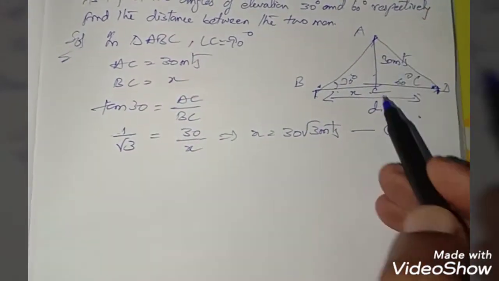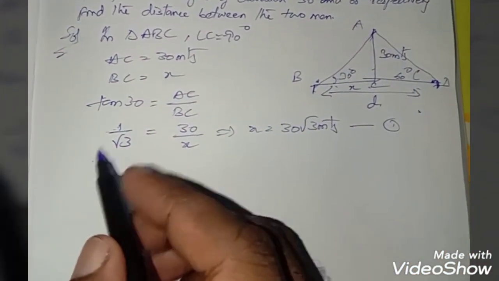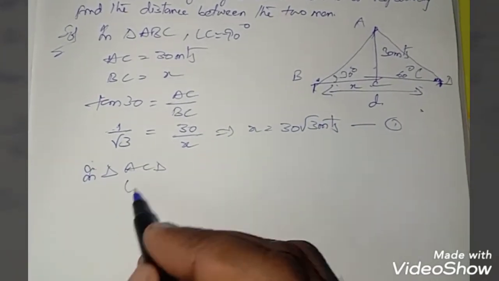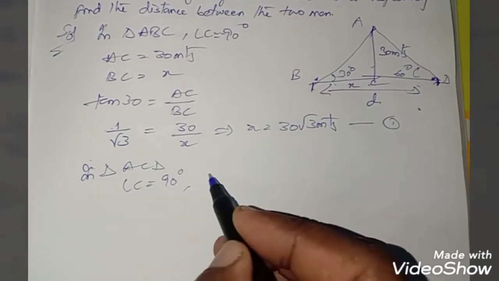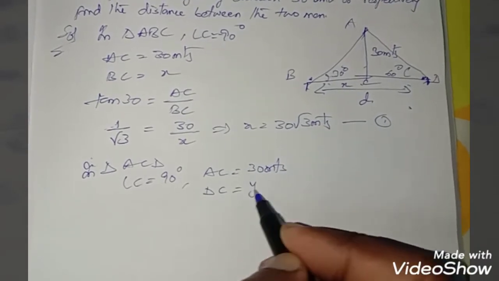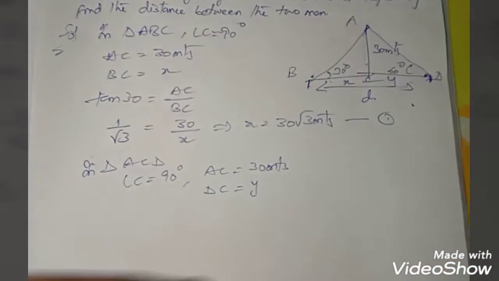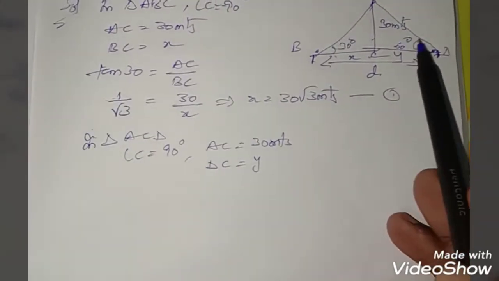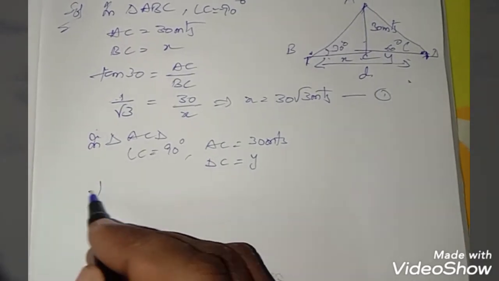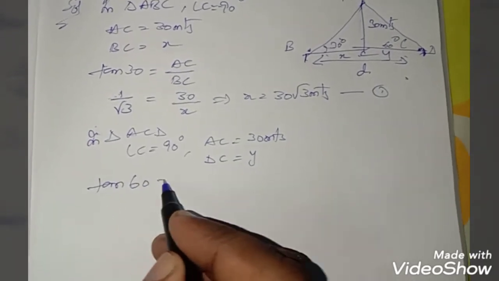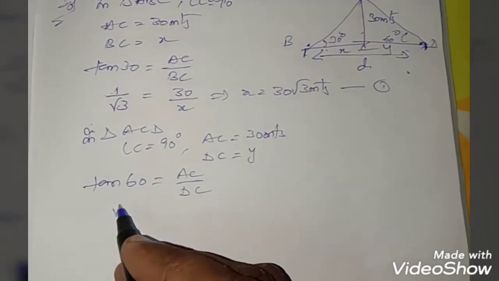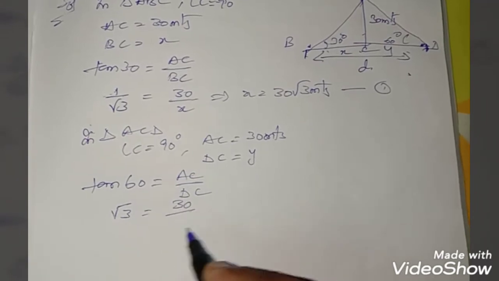Now consider the value of DC. So you can take triangle ACD, that is angle C is equal to 90 degree, where AC is equal to 30 meters. And we don't know what DC is, let us denote this as Y. Now after denoting this, again as per angle D, this is opposite and this is your adjacent. So opposite and adjacent will come in tan ratio, that is tan 60 is equal to AC by DC. Now tan 60 value is root 3, AC value is 30 by Y.